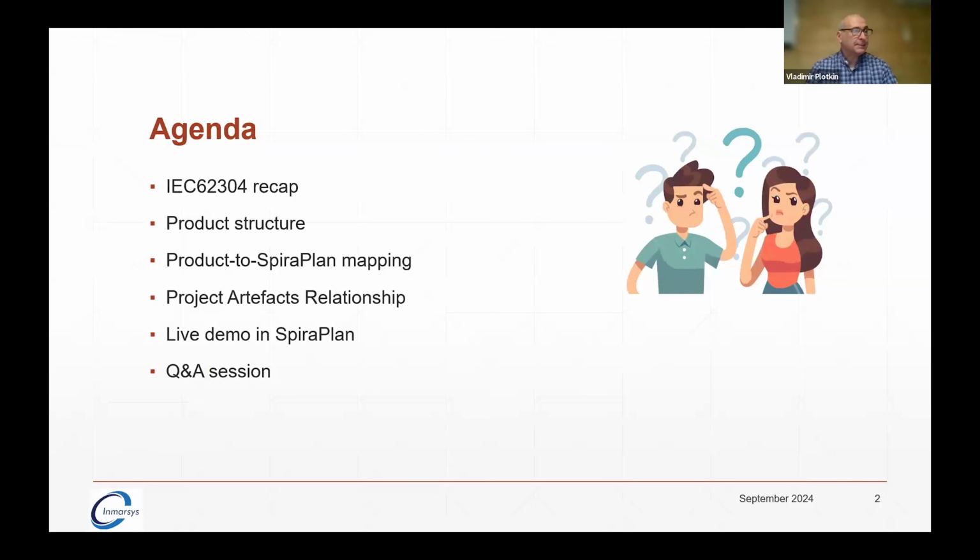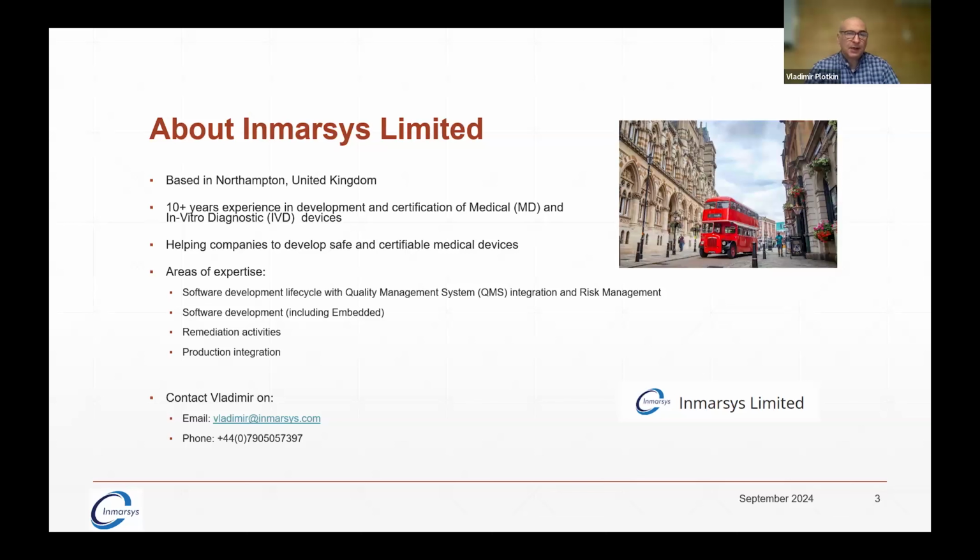So our agenda for today: we'll do a quick recap of the 6304 standard, for those of you who didn't take part in the last presentation. And we'll take a look at the product structure, how we map the product into Spira, talk about some artifacts and the relationships, how we link them together, and we do a live demo, followed by the Q&A session.